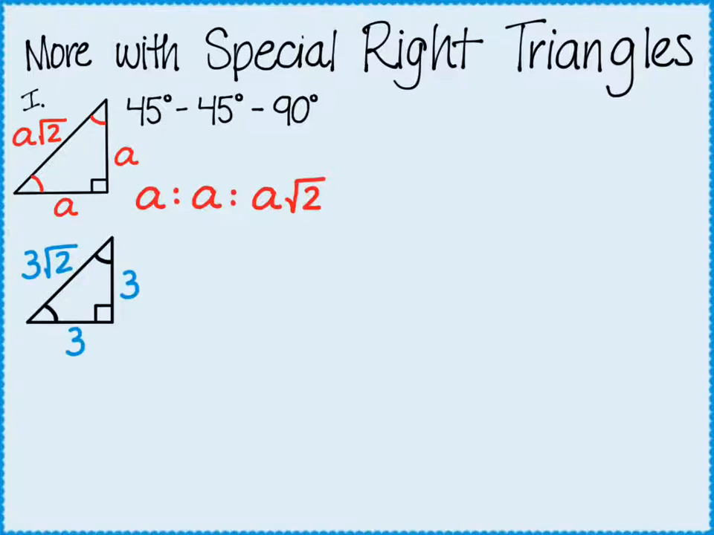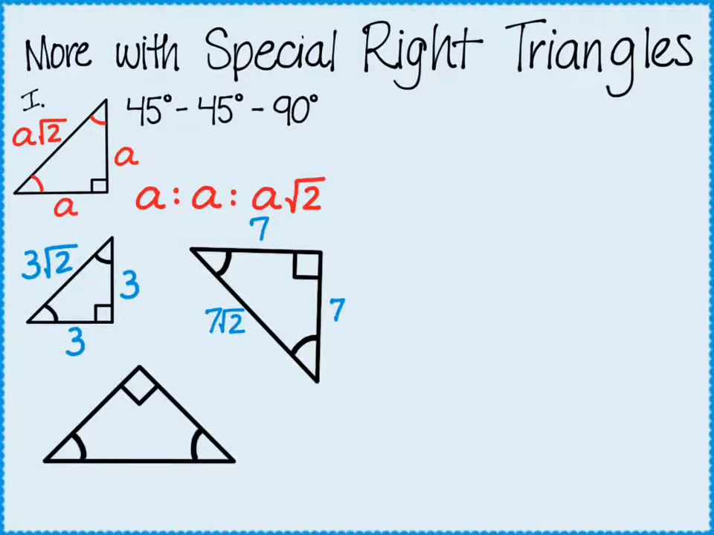So here's an example of a 45-45-90 degree triangle. The legs are 3 and 3, and the hypotenuse is 3 root 2. And here's another isosceles right triangle. This time the legs are 7 and 7, and the hypotenuse is 7 root 2. And here's another isosceles right triangle, and I have the two legs of 5 root 3. So we know that the hypotenuse will be that 5 root 3 times root 2. We can multiply the two radicals. You can always multiply radical by radical, and so you end up with 5 root 6.